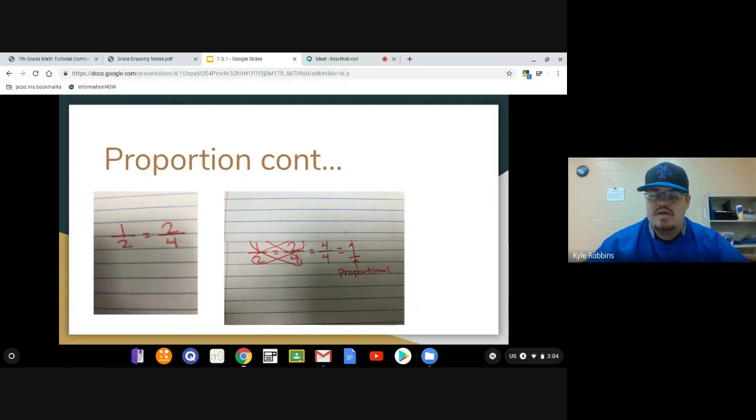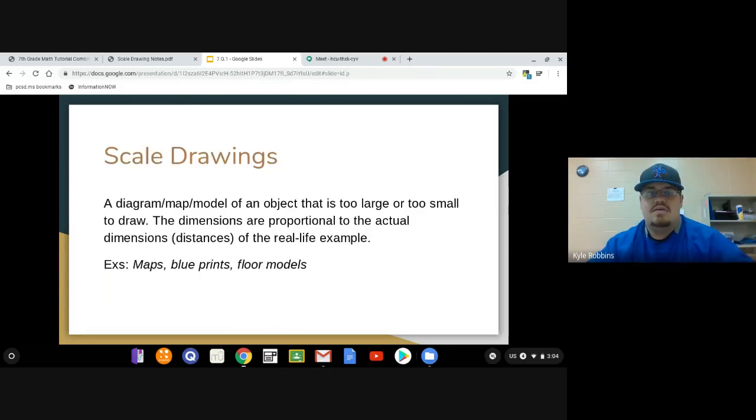All right, and then as we go to the next slide, right here on scale drawings, this is the actual 7G1 stuff that we're talking about. We started right here with the definition. A scale drawing is a diagram or map or model of an object that is too large or too small to draw, and the dimensions are proportional to the actual dimensions or distances of the real life example.